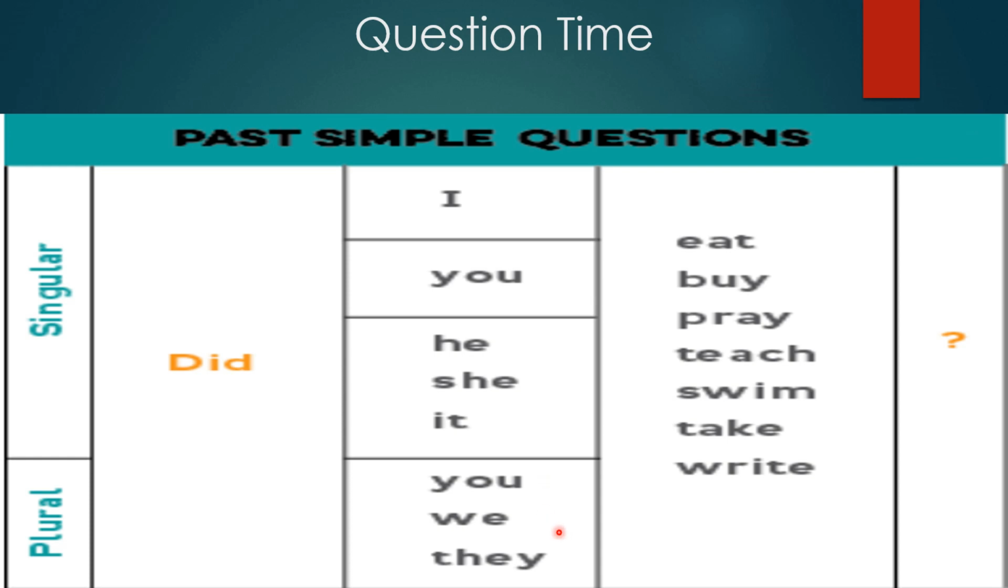Now you have a question time where all the verbs have been given in the present and you have all the pronouns. You have to frame a sentence in simple past. The first one is I ate. I bought. I prayed. I taught. I swam. I took and I wrote. Like that, for each pronoun you can have a practice.